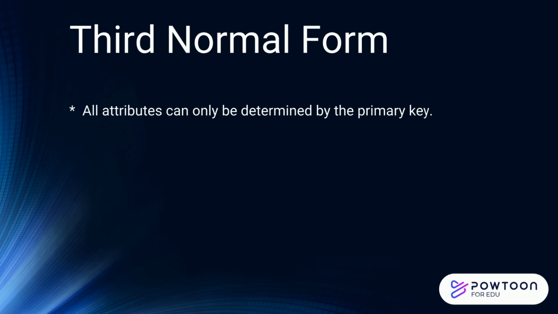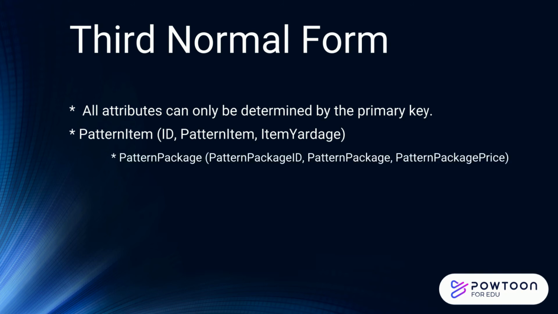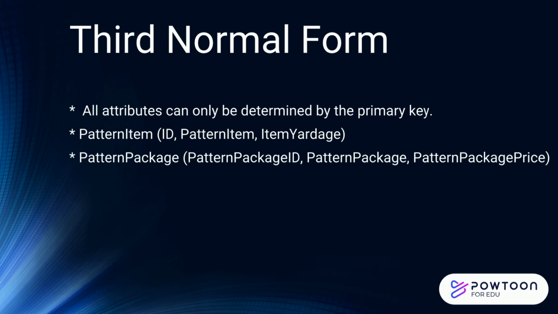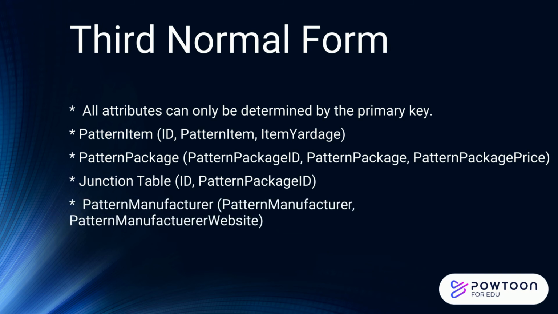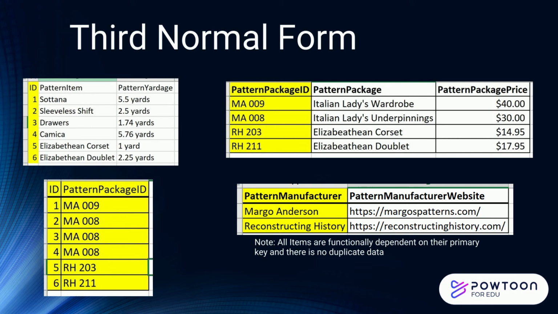This leaves us with four tables: pattern item with ID, pattern item, and item yardage; pattern package with pattern package ID, pattern package, and pattern package price; the junction table with ID and pattern package ID; and the pattern manufacturer table with pattern manufacturer and pattern manufacturer website. Note: all items are functionally dependent on the primary key, which is highlighted in yellow for each table, and there is no duplicate data.